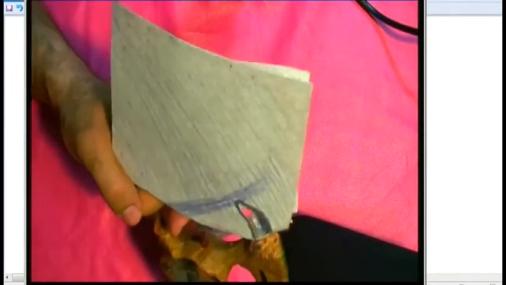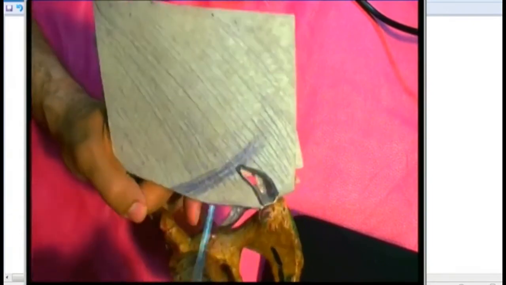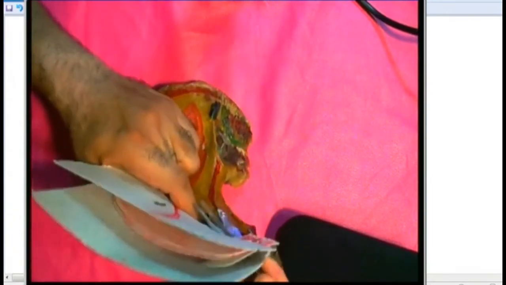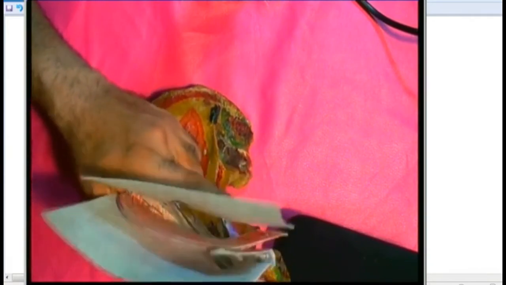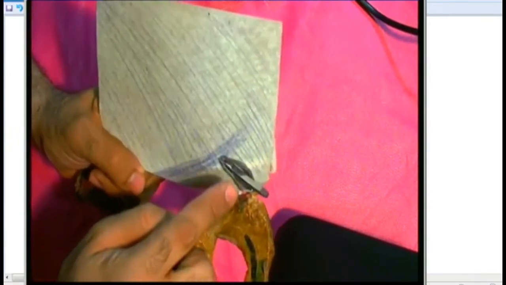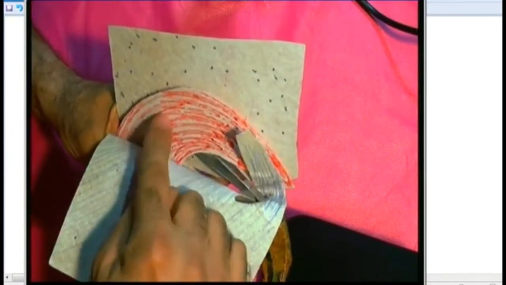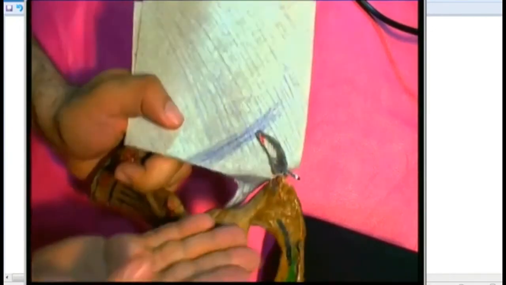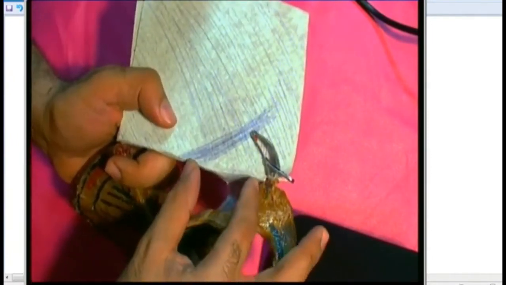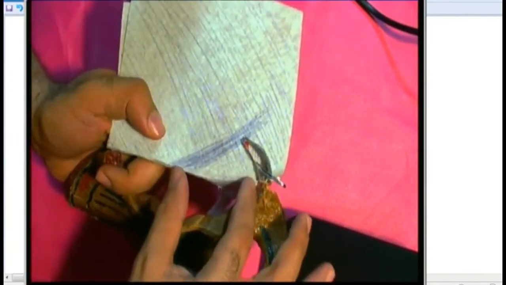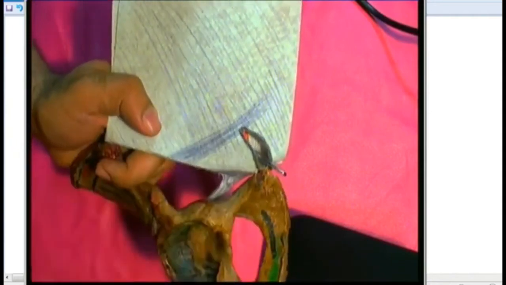Now I want to see the roof and floor of the inguinal canal. The inguinal canal extends from the deep inguinal ring to the superficial inguinal ring. The roof of the inguinal canal is formed by the arching fibers of internal oblique and transversus. The floor is formed by the medial part of the inguinal ligament and the lacunar ligament, the upper surface of the lacunar ligament.